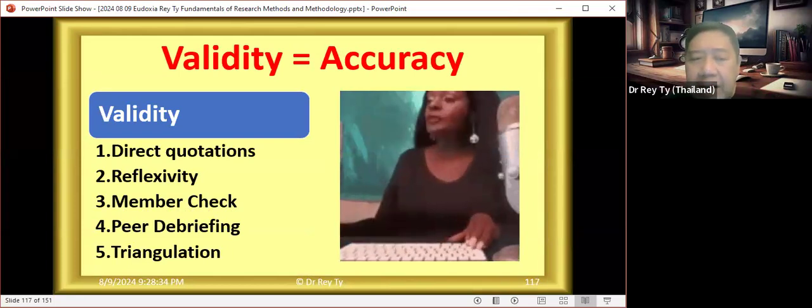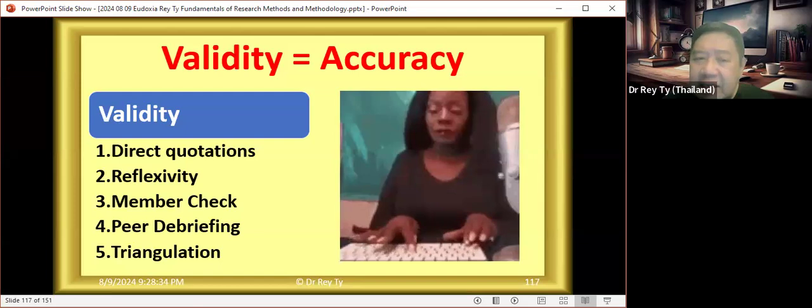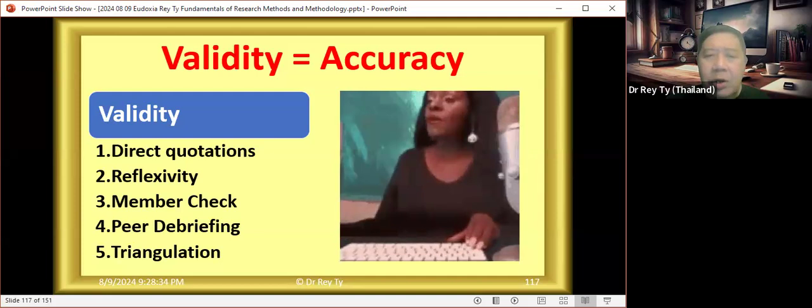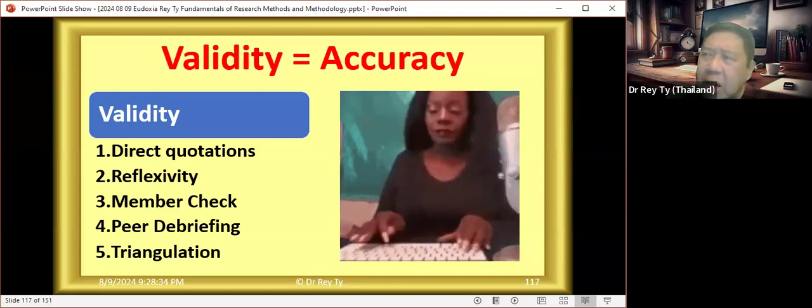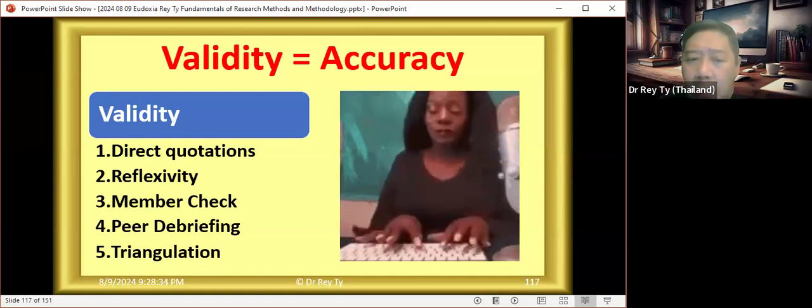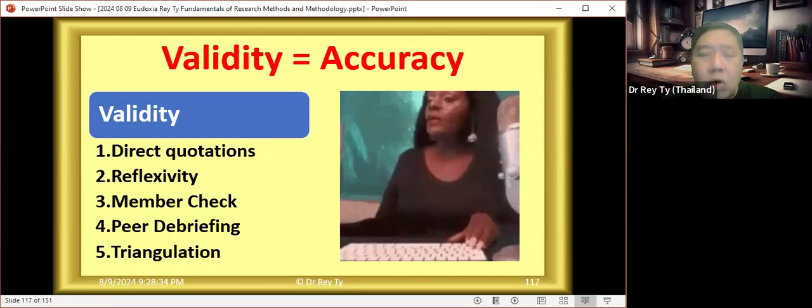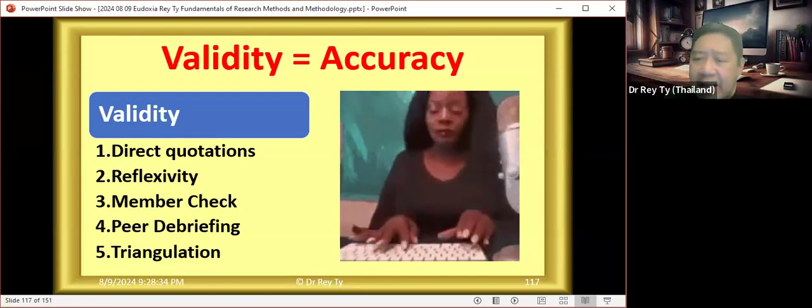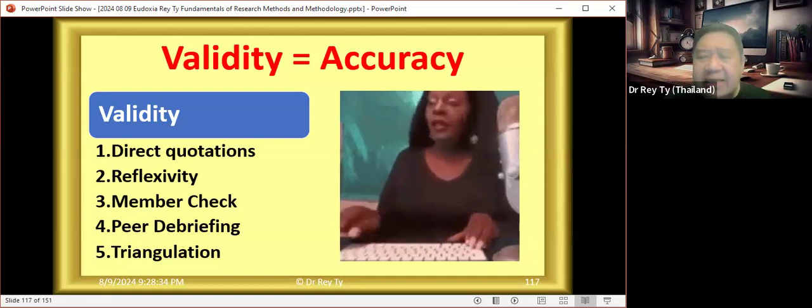Reflexivity means recognize your biases. Maybe you are a man, but you support women's rights. Say it. Or you are a man, you have some questions about women saying things and you don't understand. Member check means go back to the people whom you interviewed or whom you observed and ask them, is this exactly what you did or said?